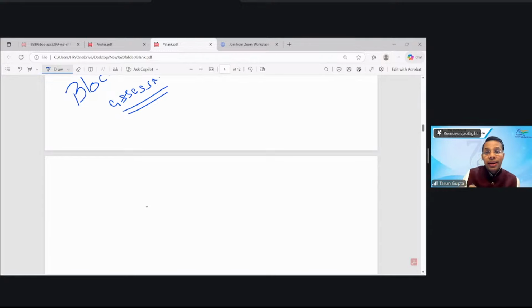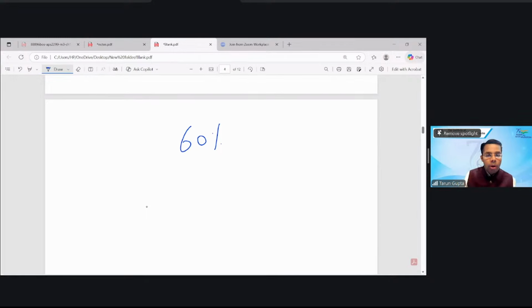So I told you the tax which is levied on undisclosed income is 60%. In case of search, the tax is levied at the rate of 60%. Okay. Now, 60% of what? On what amount shall this 60% be levied? Of course, 60% on the undisclosed income.